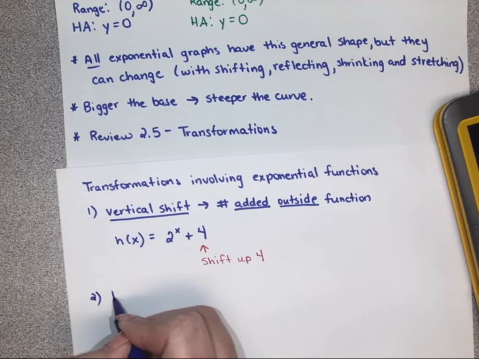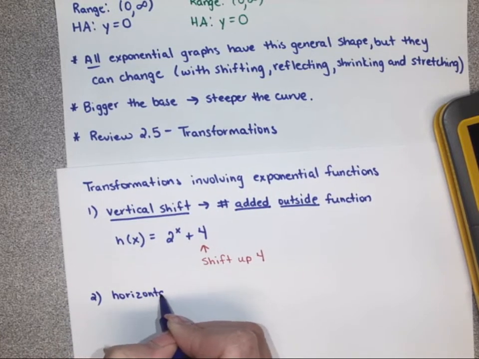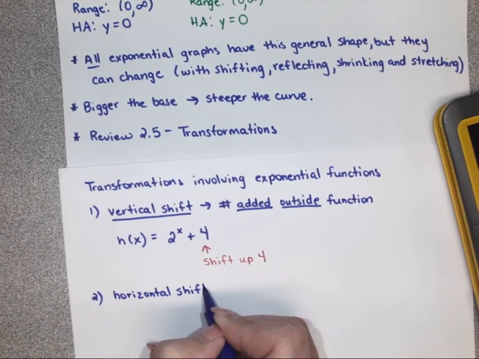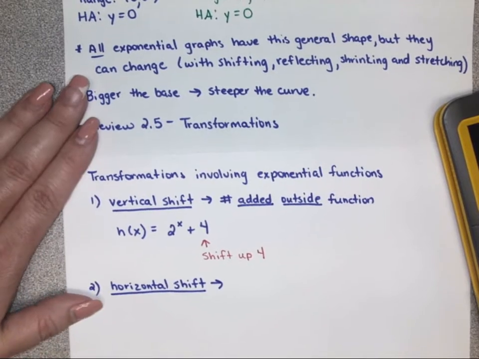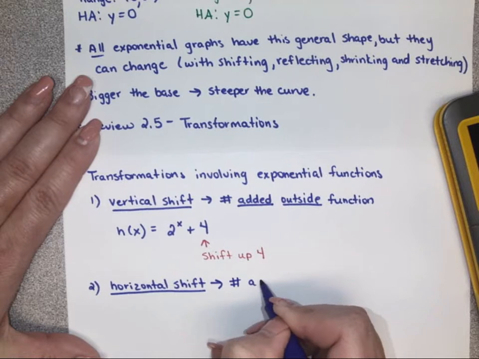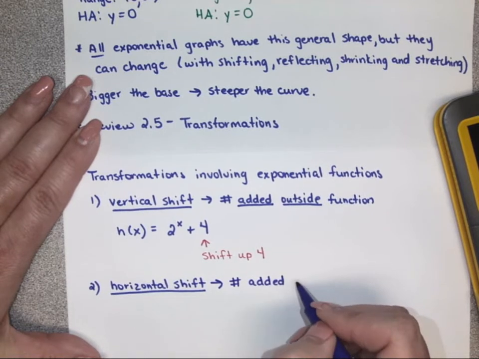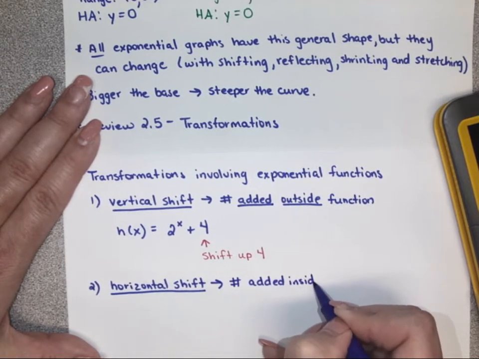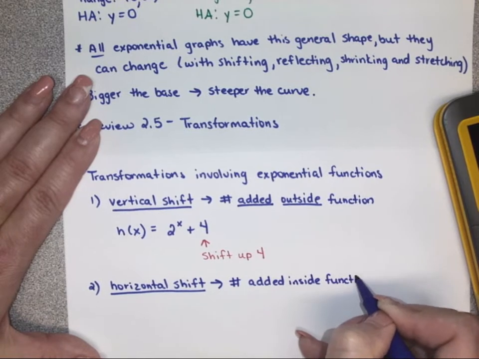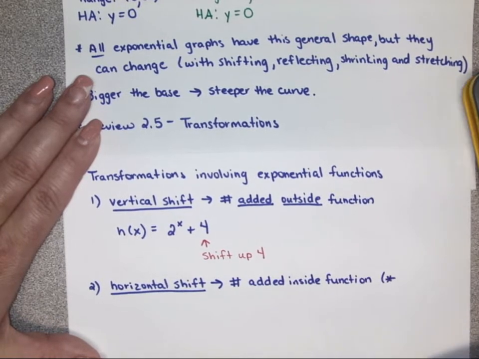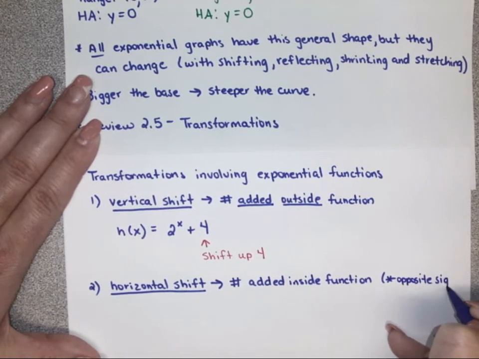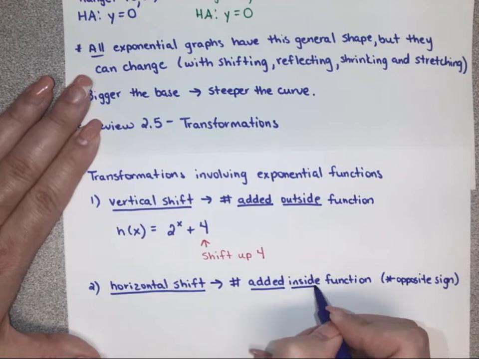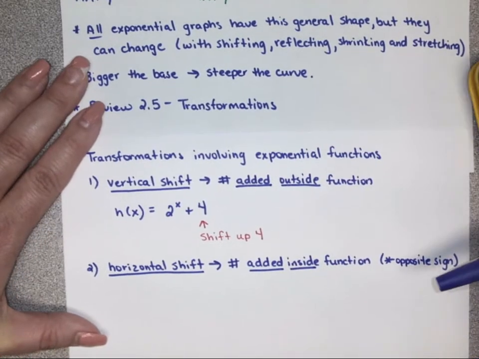Okay, so let's talk about the other type of shift we can have, right? A horizontal shift. Now where was the number added to be able to know that we needed a horizontal shift instead of a vertical one? Inside. So this will be a number added inside the function. So remember, this one's the oddball, right? Why do I say that? Yeah, it goes opposite in the direction of the sign, so I'm just going to say opposite sign. So that's how you tell that it's a horizontal shift that's going to need to occur.